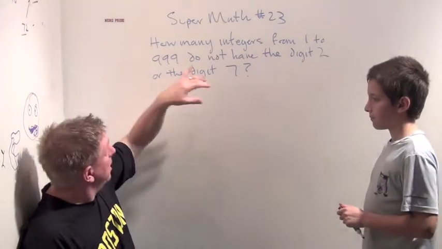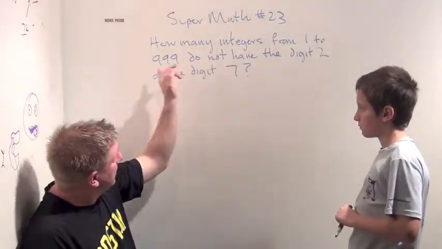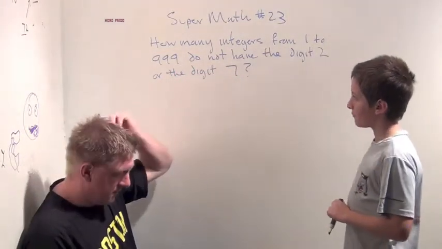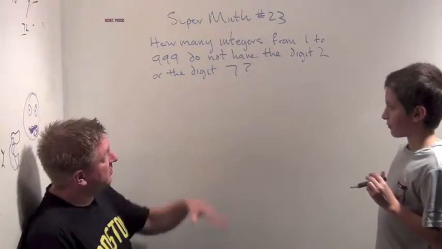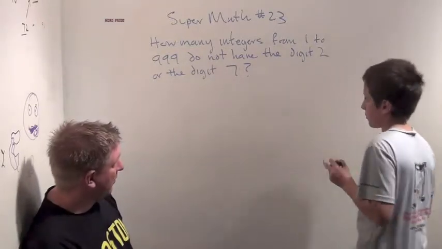How many integers from 1 to 999, including 1 and 999, do not have the digit 2 or the digit 7? Okay, you understand the problem? Alright, so the AMC8 problem was only missing 1 digit, so now we're going to be missing 2 digits. I think I've got a way to approach this.